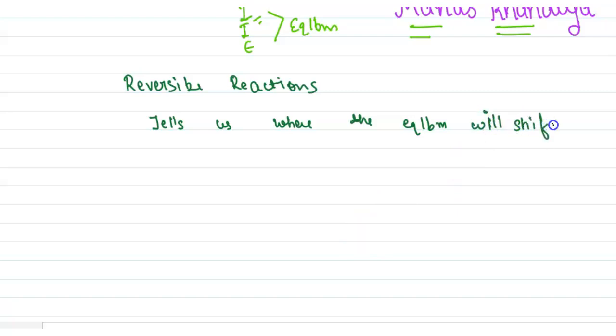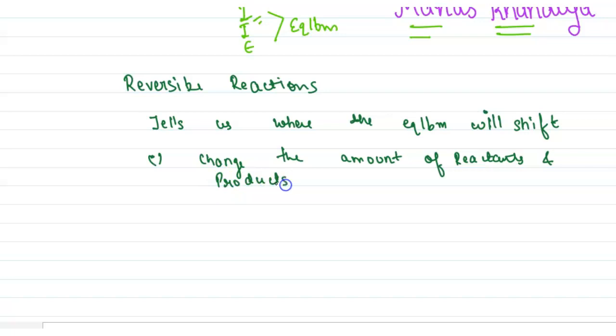When? Just follow the steps. This is Le Chatelier's principle. It tells us where the equilibrium will shift if we change the amount of reactants and products. First thing, change the amount of reactants and products.